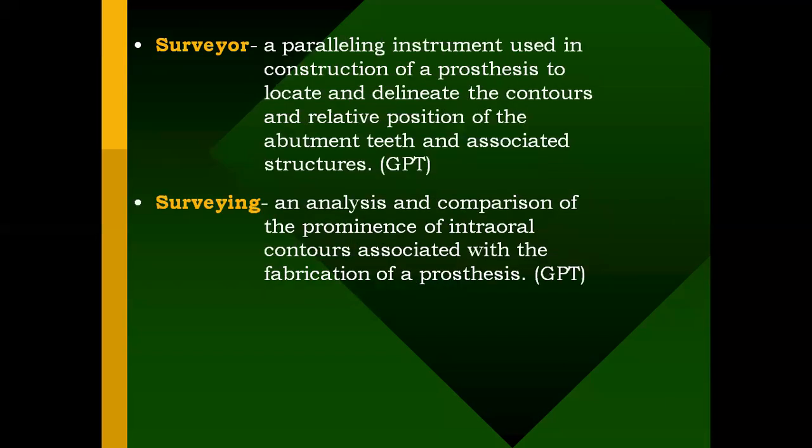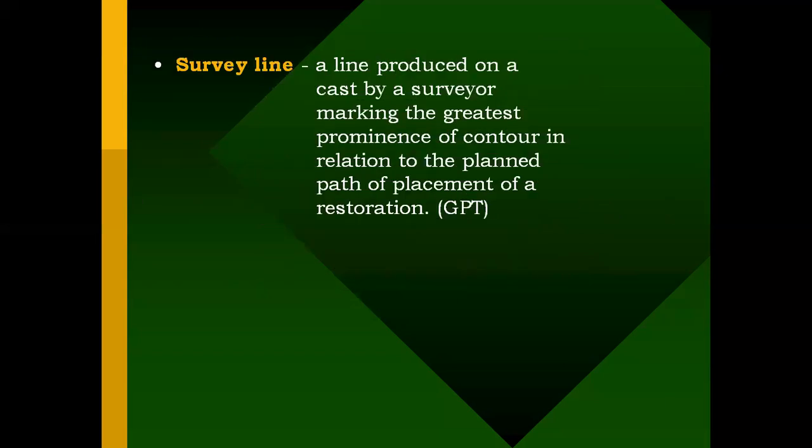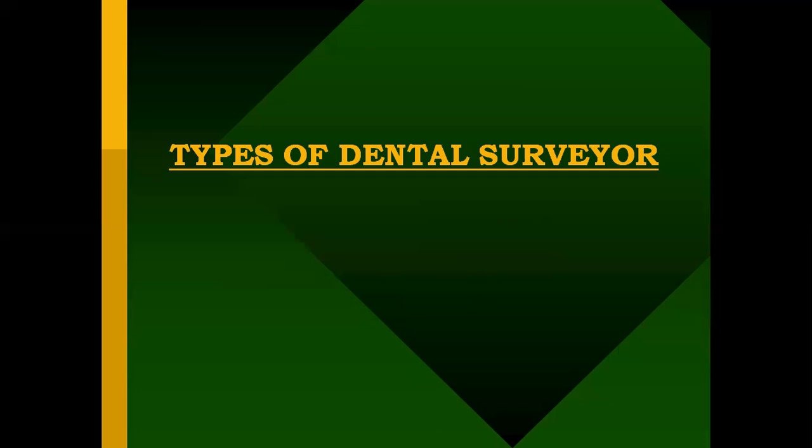Surveyor, it is a parallel instrument used in construction of a prosthesis to locate and delineate the contours and relative position of the abutment teeth and associated structures. Surveying is an analysis and comparison of the prominence of intraoral contours associated with the fabrication of a prosthesis. Survey line is a line produced on a cast by a surveyor marking the greatest prominence of contour in relation to the planned path of placement of a restoration.